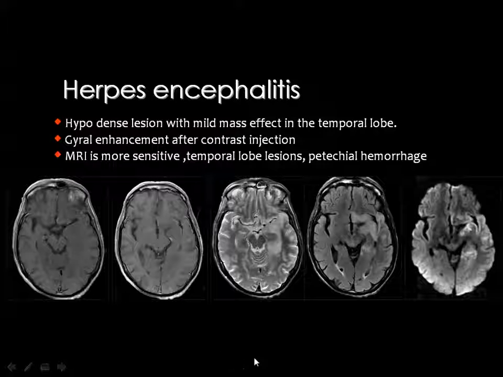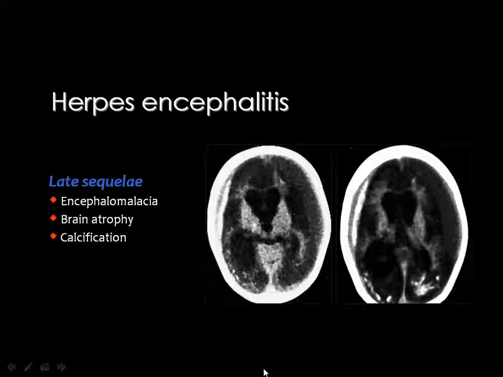And this is also a case of herpes simplex encephalitis affecting the left temporal lobe. There is some swelling by a lesion which is of intermediate signal. It appeared high signal in the T2, high signal in the FLAIR with restricted diffusion. And if you inject the contrast media, you expect minimal gyral pattern of enhancement.